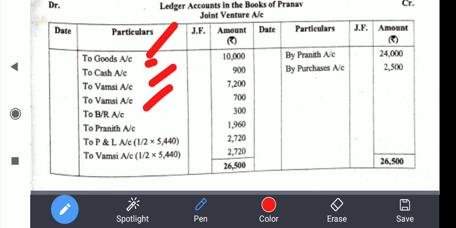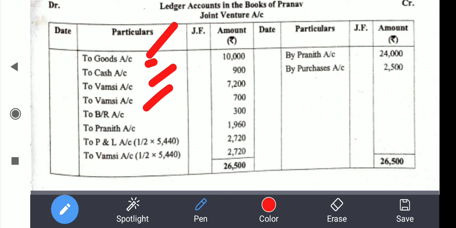First, the goods contributed by Pranav, then expenditure paid by Pranav, then goods supplied by Vamshi, and also here bills drawn on Vamshi, then expenditure paid by Vamshi, goods supplied, commission paid. There are two items there. Then bills receivable, drawn a bill. How much bills receivable? Actually, 6,000 worth bills receivable accounted out to Pranith account.